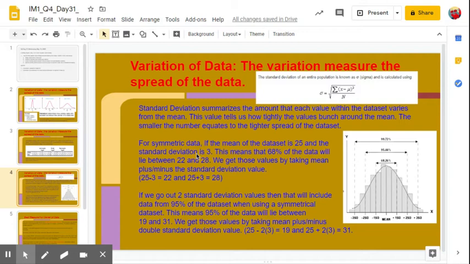If I want to go out 2 standard deviations, then you're going to go 25 minus 2 times 3. So 25 minus 6 is 19. And you can go 25 plus 2 times the standard deviation of 3, which is 6. 25 plus 6 is 31. So that means the data values from 19 to 31 represent 95% of the values in that data set. Again, if it's symmetrical data. If it's not symmetrical data, then those percentages are going to be different. This only works when we have symmetrical data. So standard deviation is going to be our best measure of variance when we have symmetrical data.